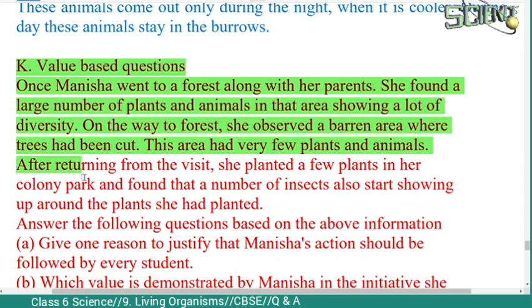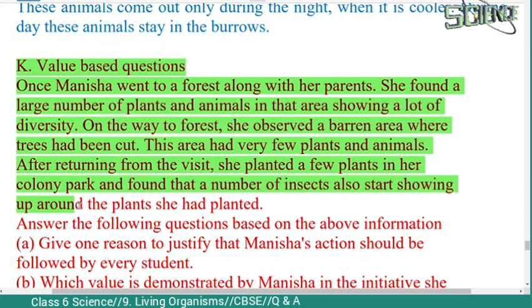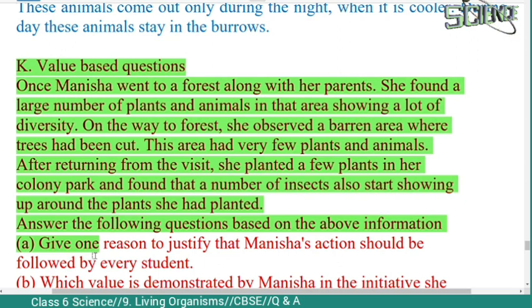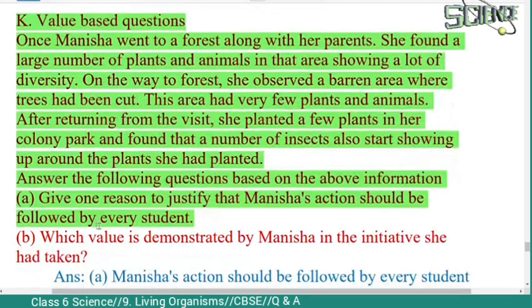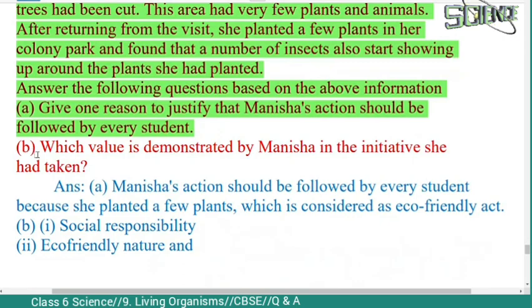After returning from the visit, she planted a few plants in her colony park and found that a number of insects also started showing up around the plants she had planted. Here, answer the following questions based on the above information. A, give one reason to justify that Manisha's action should be followed by every student. B, which value is demonstrated by Manisha in the initiative she had taken?